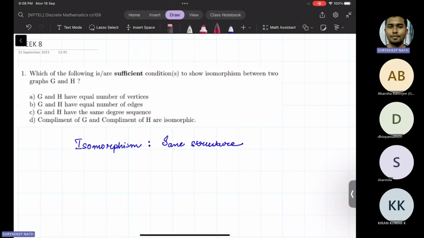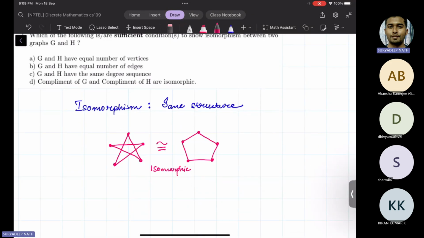basically look something like this. Let's say you have this star shaped graph. You have five vertices, and these are the edges. And this is isomorphic to a pentagon. So these are isomorphic. Now, if you look at these two graphs, what is common in them?